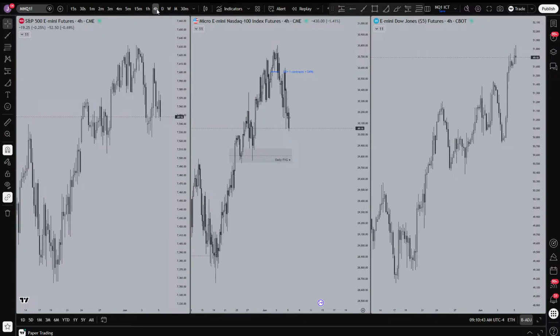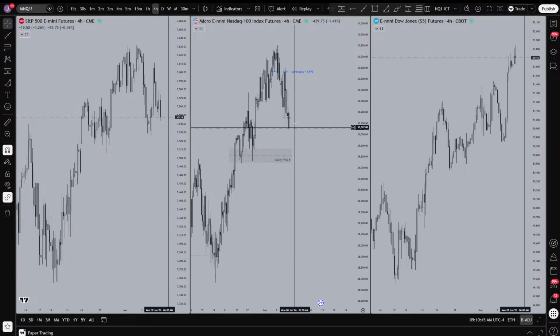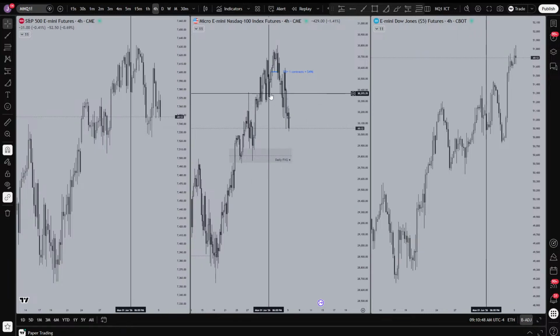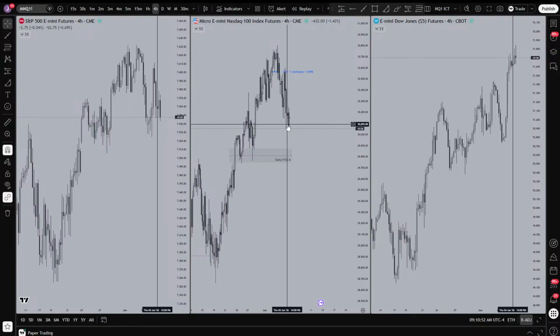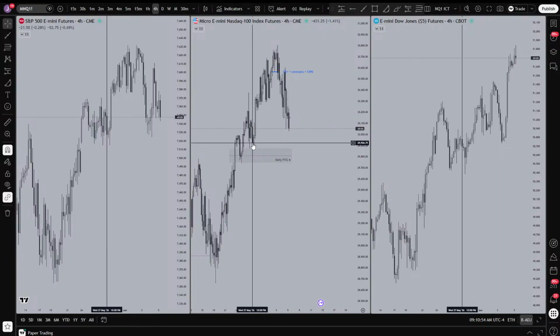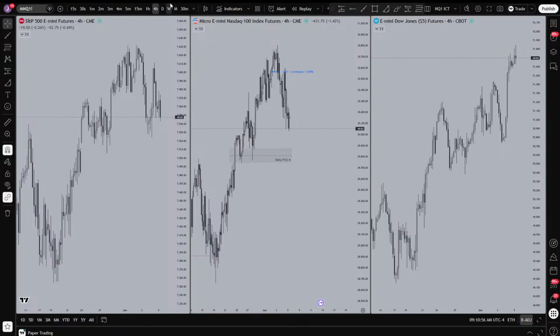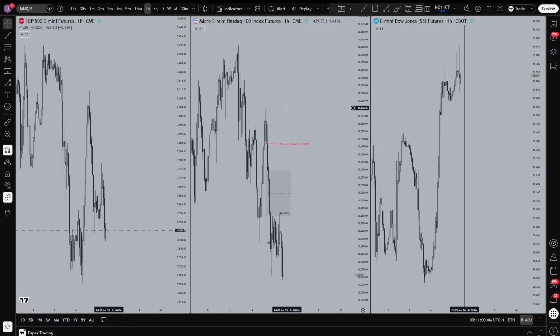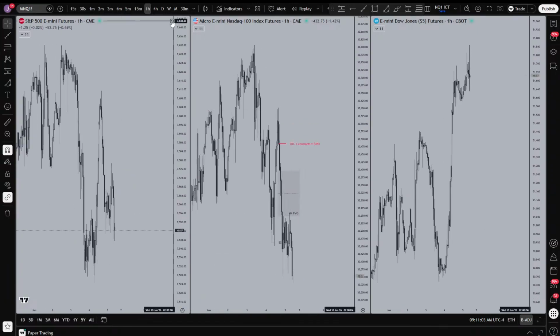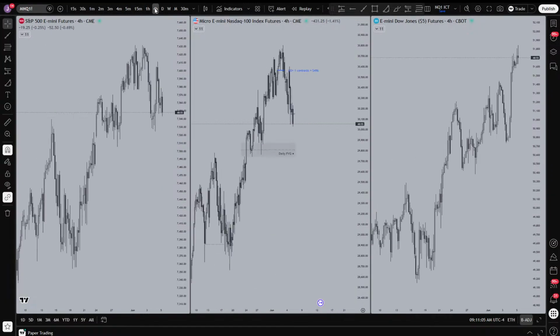Alright. 4 hour. So 4 hour on ES and NQ are pretty misaligned. We do have a pretty big SMT at the lows. Yeah, so 4 hour has a nice SMT at the lows. 1 hour NQ definitely looks a lot weaker than ES. We are still inside of a 4 hour as well.